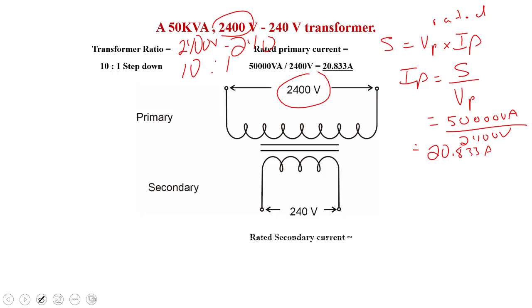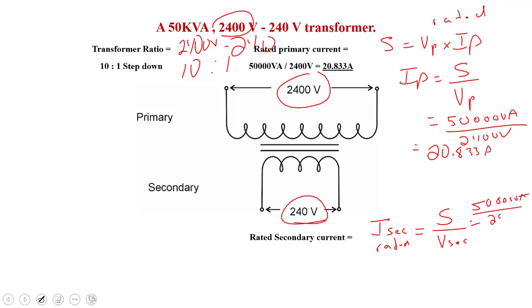All right. How about the secondary? Well, a couple ways we could do this. We could do the apparent power formula like we just did. Figure out I, the secondary, rated, would be equal to the S of the transformer divided by the voltage of the secondary. So once again, 50,000 VA divided by 240 this time. And that would come to 208.33 amps.